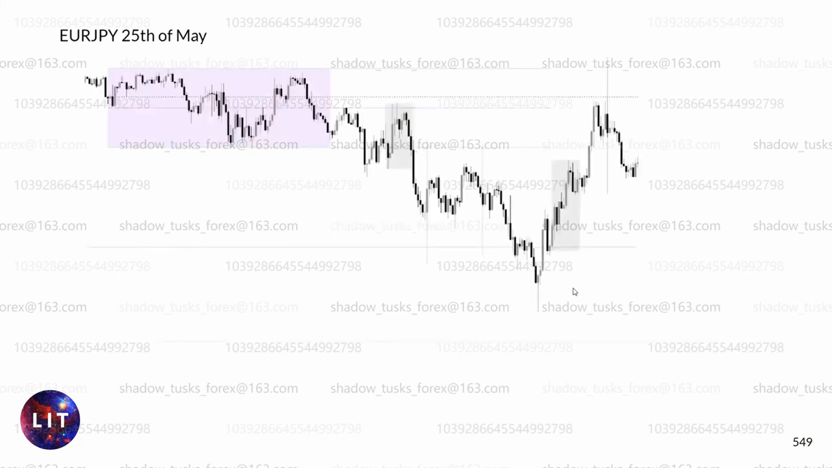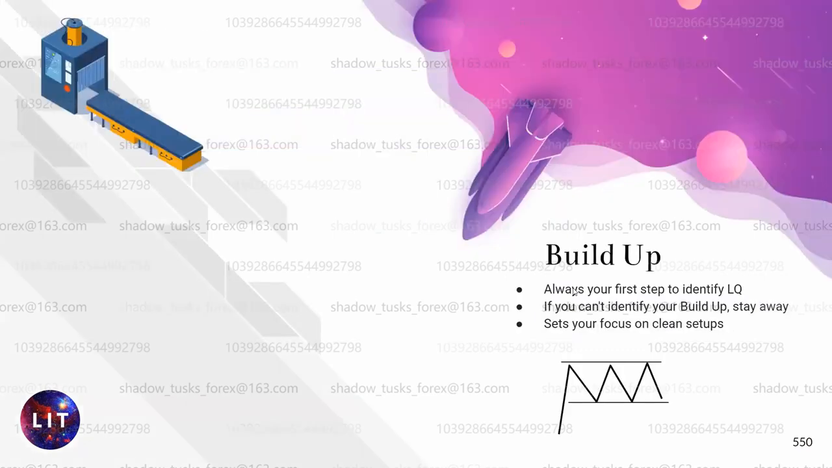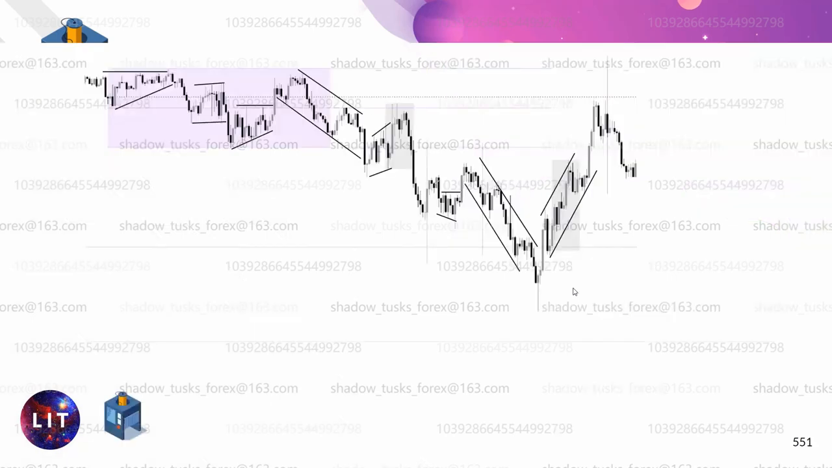So EJ on the 25th of May. Let's go through it. 2022, obviously. The other one was also 2022. So what is our first step? Well, as always, our first step is going to be identify the build up. So it's always going to be your first step. Like we said, if you can't identify the build up, then just stay away.